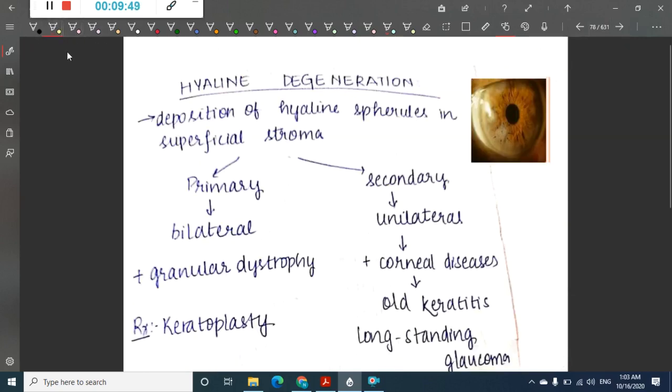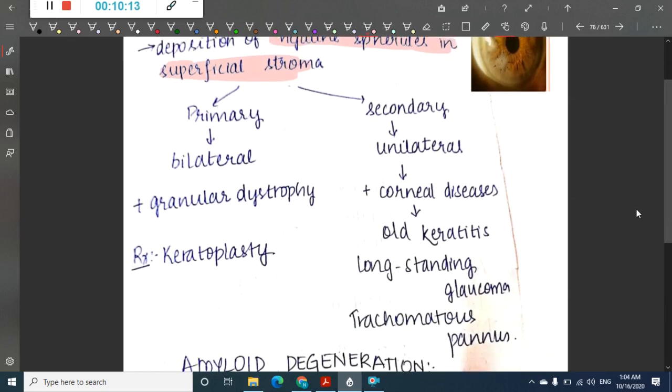Next you have one more type which is called hyaline degeneration. In hyaline degeneration, the characteristic is that there will be many hyaline spherules, not one but many, spherical shaped hyaline deposits seen on the superficial stroma. Even this is primary and secondary, similar to lipoid keratopathy. If primary, it is bilateral.